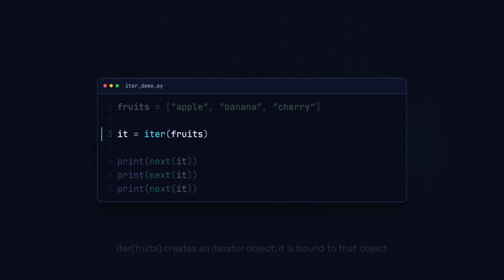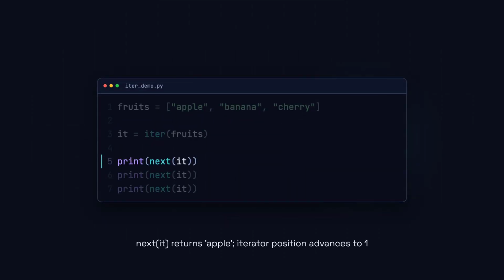Line 3 calls iter on the list. Python creates a brand new iterator object and binds it to the name it. This iterator has an internal position counter starting at 0. The first call to next hands us apple and moves the iterator's position forward to 1. The iterator now remembers it has already given us the first item.